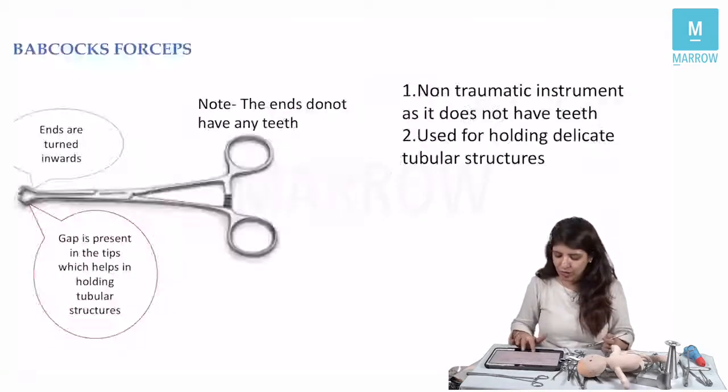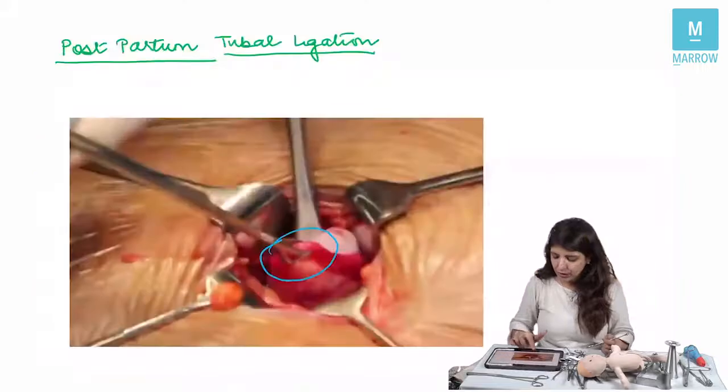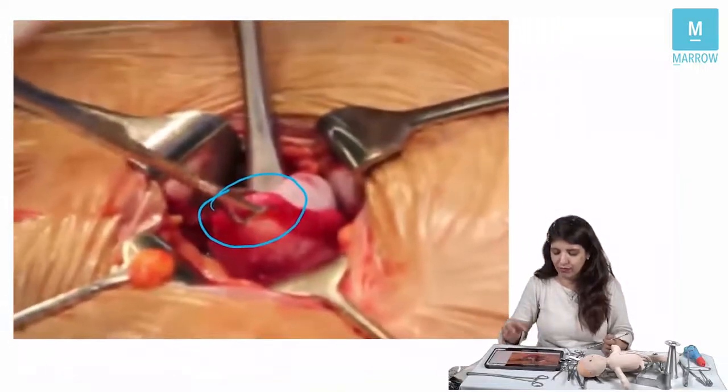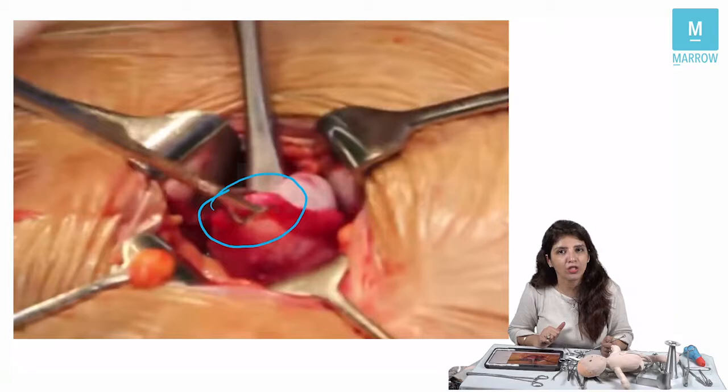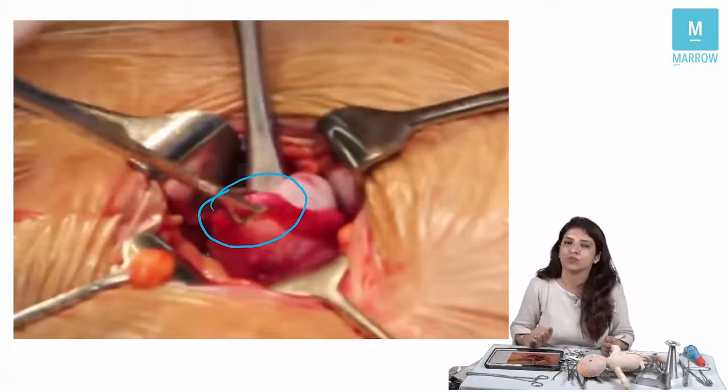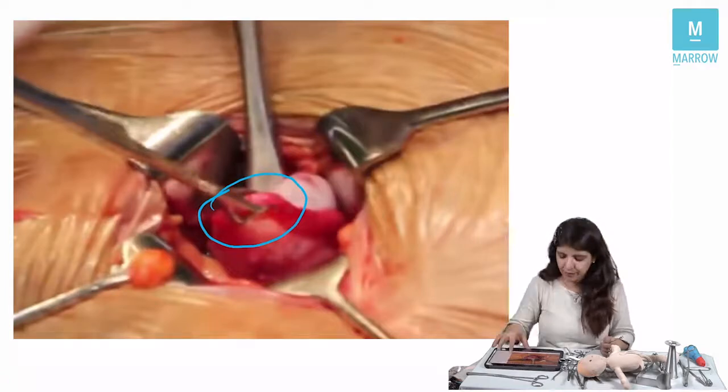So suppose they give you this image over here like this, they give you an image-based question and they ask you to identify this forceps. So what will your answer be? Your answer will be this is a Babcock's forceps, right?